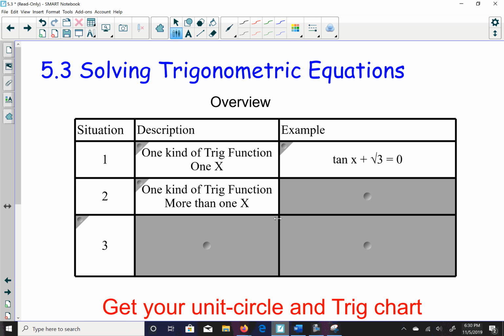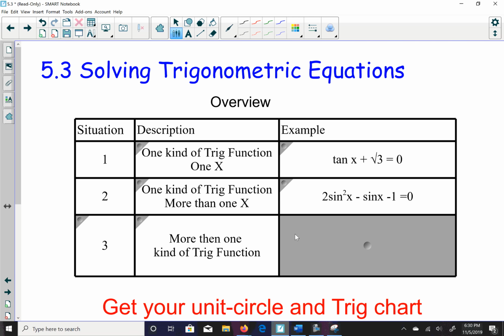The second thing that can happen is I can have one kind of trig function, but more than one x. An example of that would be 2 sine squared x minus sine x minus 1 is equal to 0. My one trig function is the sine of x, but I have x in two places, two terms. I cannot combine those to make a single term, so that would make it a different way of solving this equation. And the last thing that can happen is I can have more than one trig function.